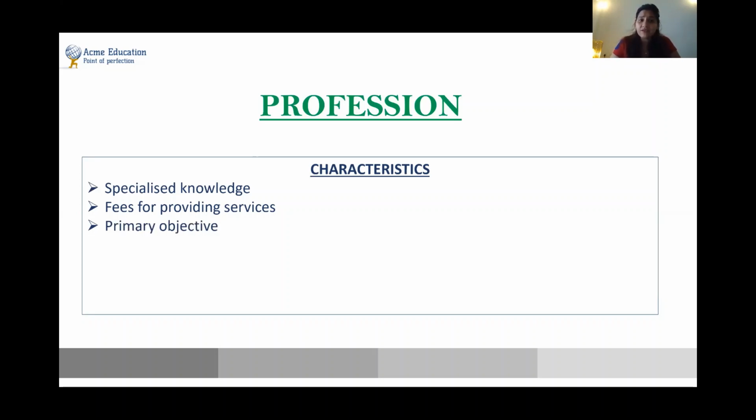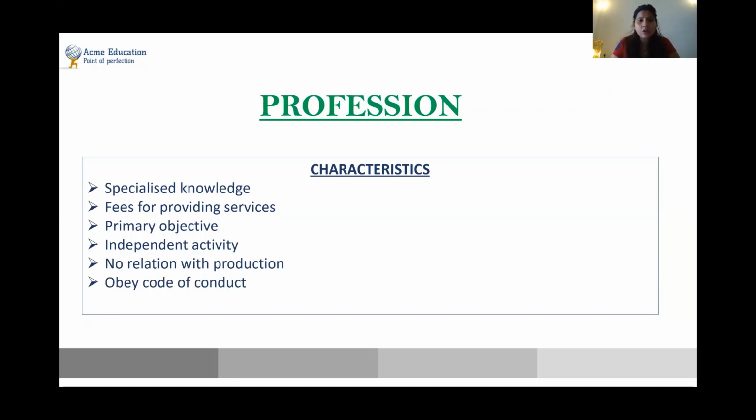The primary objective behind any professional activity is to serve the country. And it is an independent activity, which means that because you have taken your own degree, you are providing a service of your own and you are not dependent on any other person. There is no relation with production, because you are not into manufacturing of goods and services, but into providing your own specialized service to people. You need to obey a certain code of conduct, which means you need to follow rules and regulations set by the association.